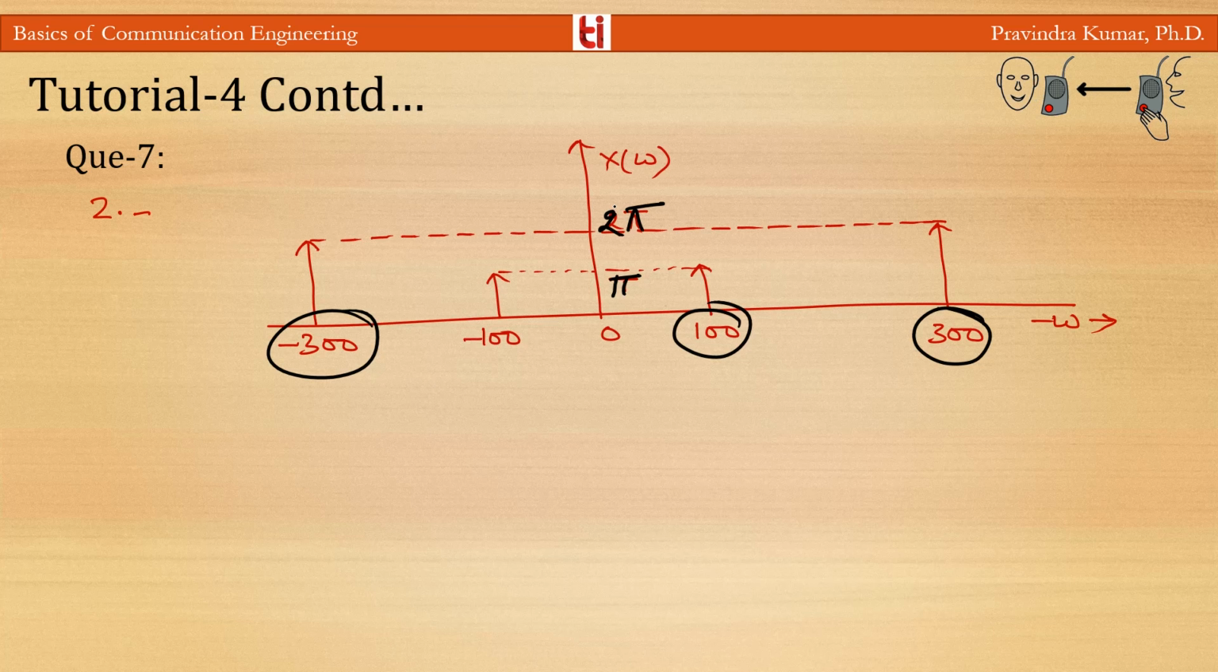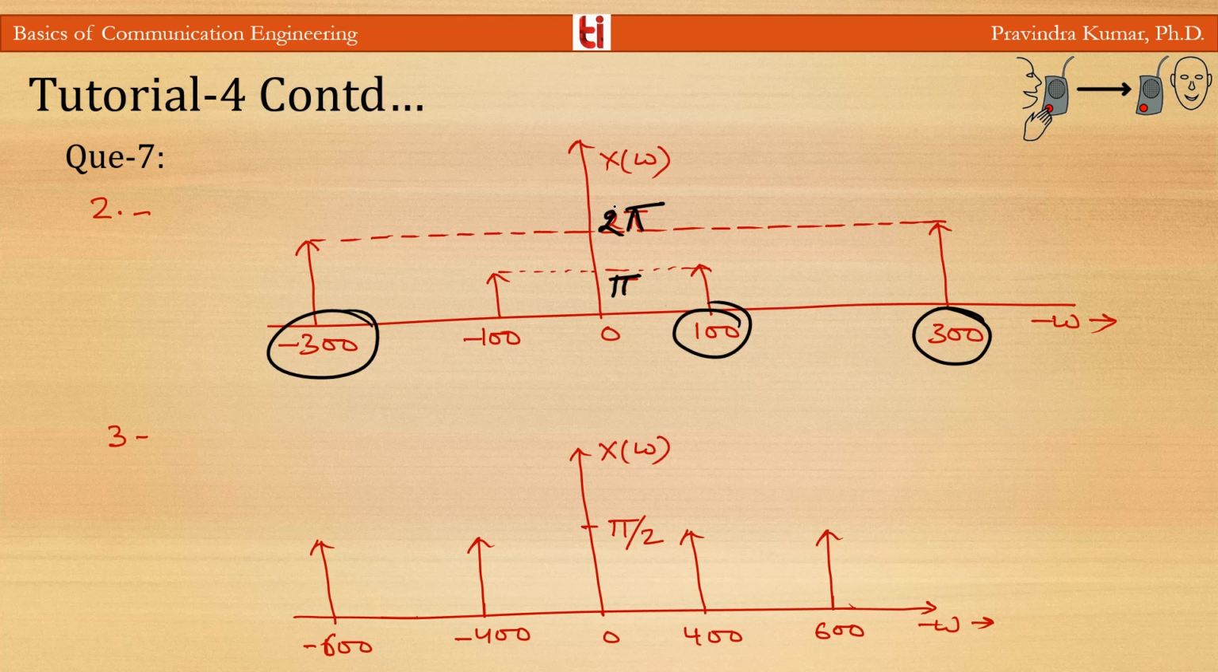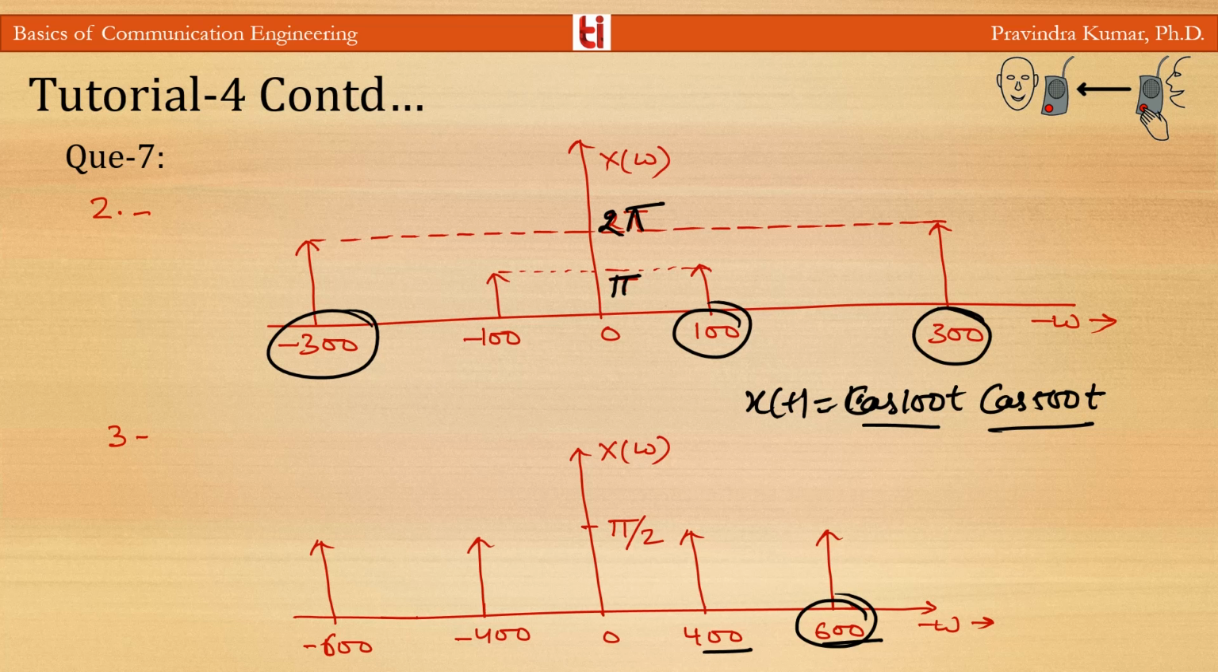The third part is cos 100t and cos 500t. Using the formula 2 cos a cos b = cos(a + b) + cos(a − b), for x(t) = cos 100t cos 500t we get two frequency components, at 600 and at 400. So the frequency components are at 600, 400, −400 and −600.